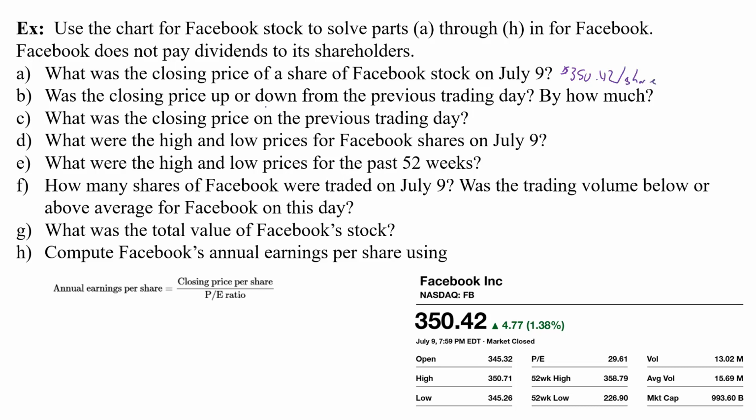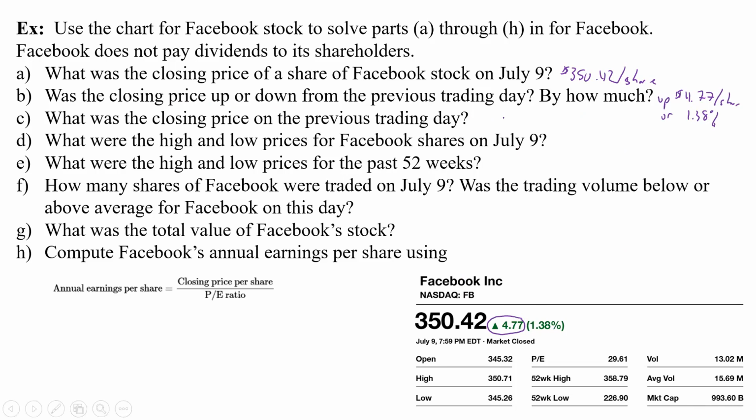Now, was the closing price up or down from the previous trading day, and by how much? Well, that's the next piece here. It was up $4.77, or 1.38%. So it was up $4.77 per share, or 1.38%.